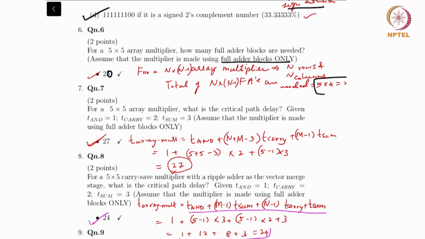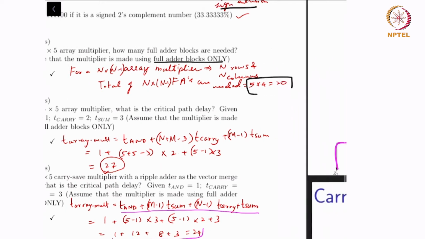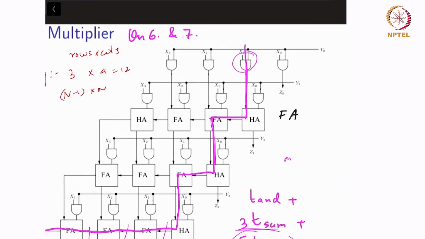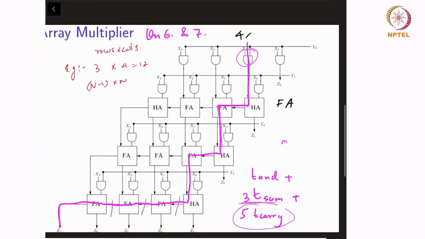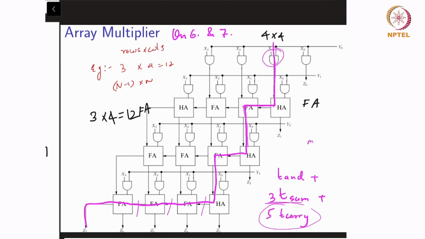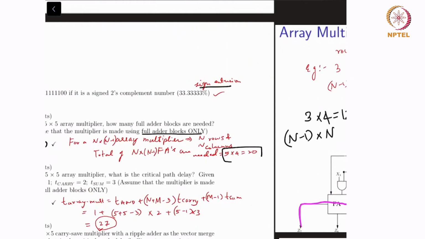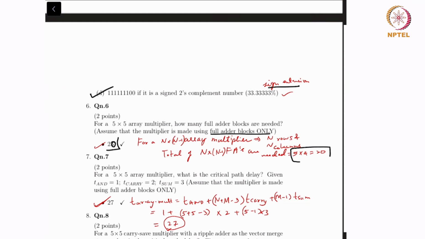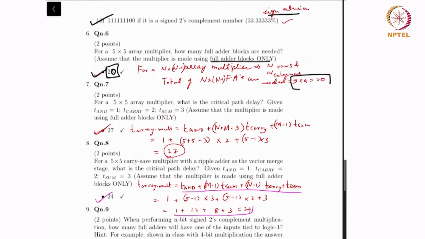For a 5 cross 5 array multiplier, how many full adder blocks are needed? So for this question, we can look at an example from the class, right? For a 4 cross 4 array multiplier, there were 3 rows and 4 columns, which gave a total of 12 full adders if all were full adders. Following the same logic, the formula you will devise is n minus 1 into n for an n cross n multiplier, and in this case it will be 5 into 4, 20. Okay, so 20 is the right answer.